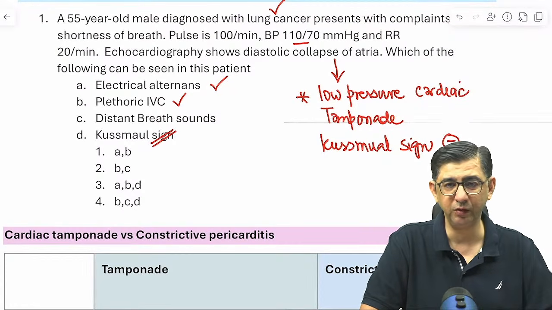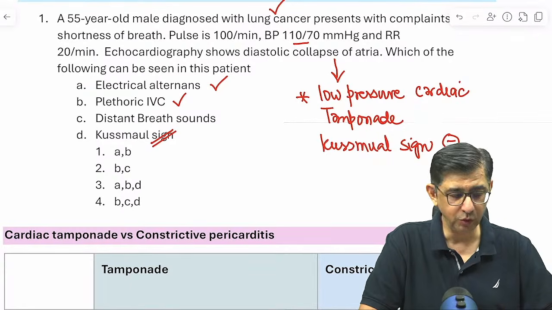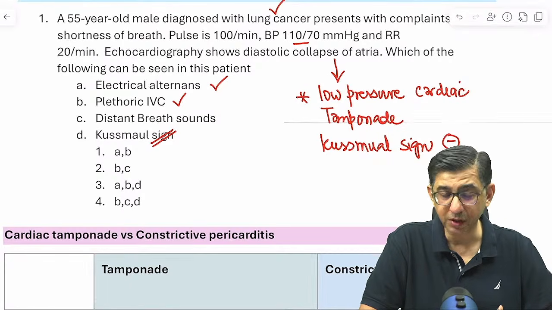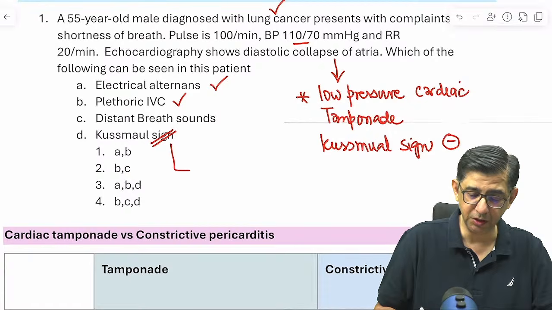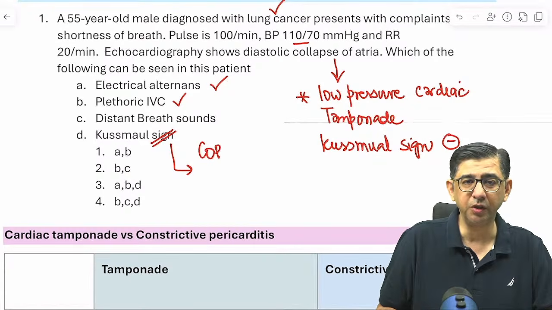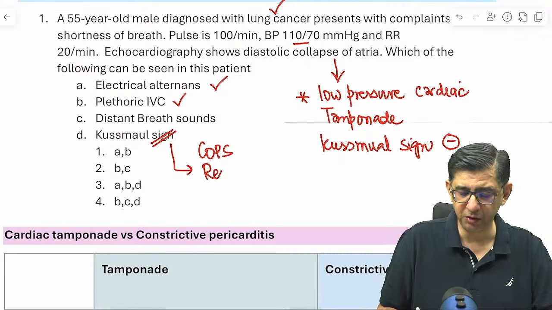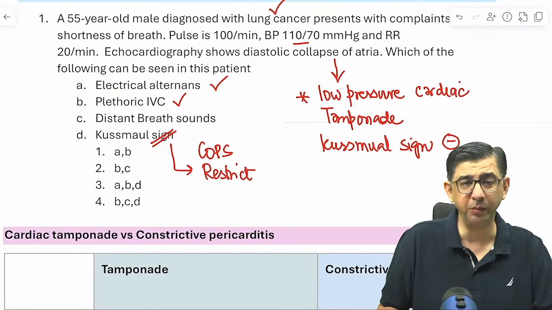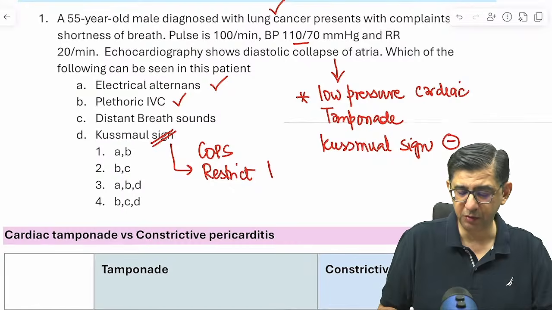Obviously, you were smart enough to pick up that distant heart sounds would be there, not distant breath sounds. But then Kussmaul sign is not going to be there. Kussmaul sign is a feature that is going to be seen in conditions where we say COPS restrict right heart. I'll just mention a mnemonic here just to get going for those of you who might be listening to me for the first time. Just a quick mnemonic here, and then I'll give you rationale also.